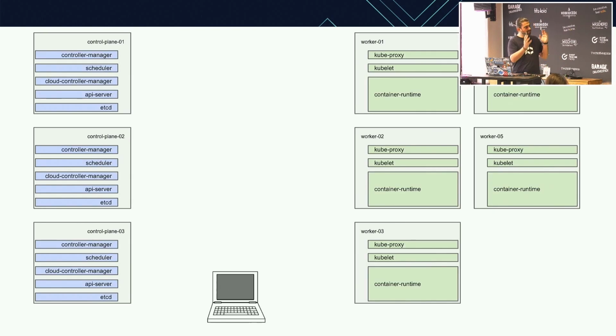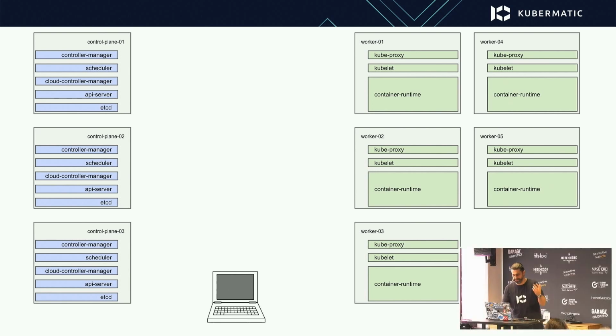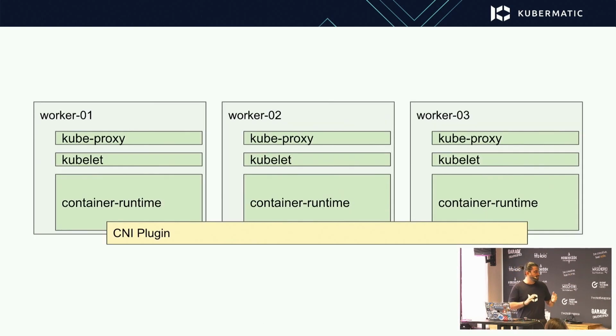So this is a more realistic picture with multiple control plane nodes and multiple worker nodes, and you see there is a lot of communication between different virtual machines or real bare metal machines, or however your environment is. And between the worker nodes, we have the CNI plugin, Container Network Interface plugin, to make sure that all pods can communicate with each other within your Kubernetes cluster.